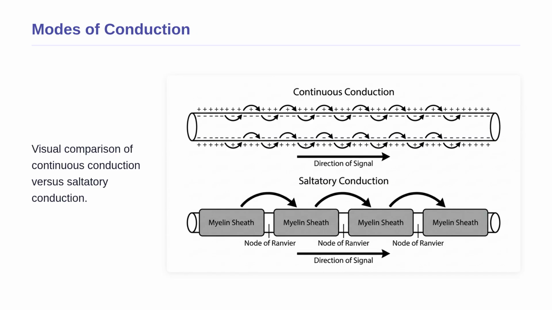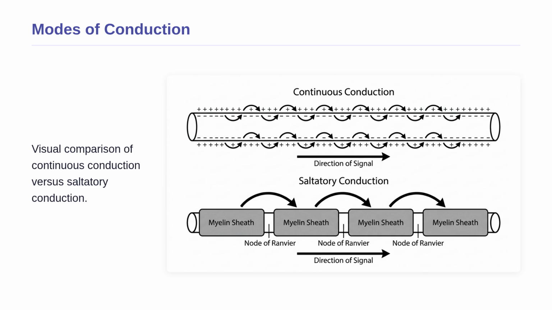This mathematical proof of efficiency perfectly sets up what we are looking at in this diagram, which compares two physical modes of conduction. On the top, you see continuous conduction in an unmyelinated axon. Notice the closely spaced plus and minus signs along the entire membrane, representing the local currents that must be regenerated step by step, which we now know is slower.